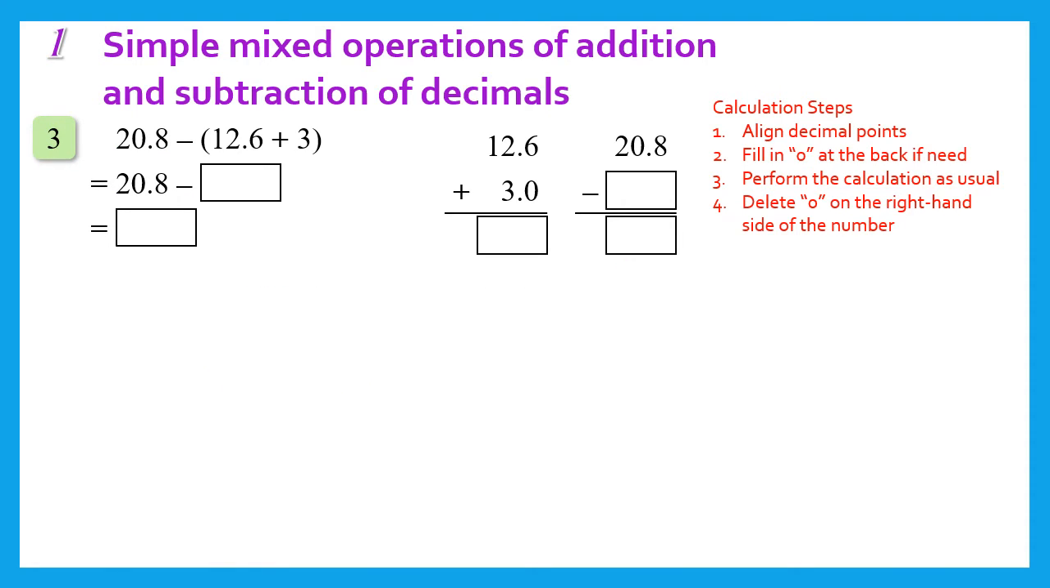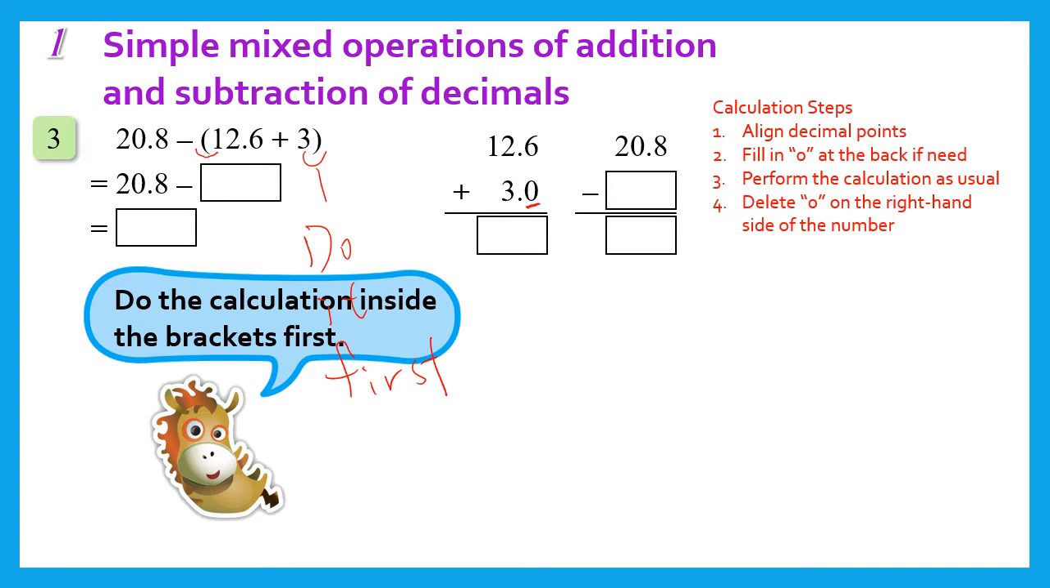And for question 3, I see that there are some brackets here, which means that you have to do it first. Okay, do the bracket part first. So you have to add these two numbers together. Don't forget that if you find that there's some space here, fill in the 0. Okay, and then you can find out the answer 15.6, you can write it back, and then you also can do the subtraction. The final answer becomes 5.2, and then you can write it back.